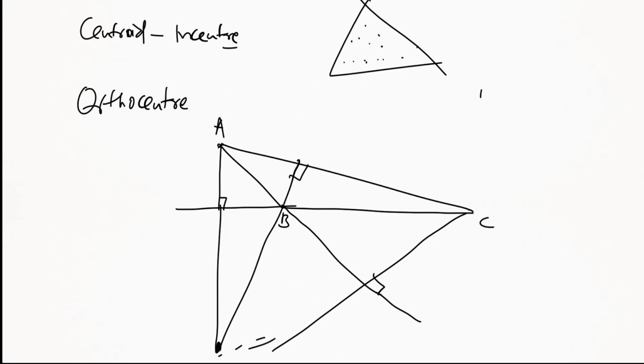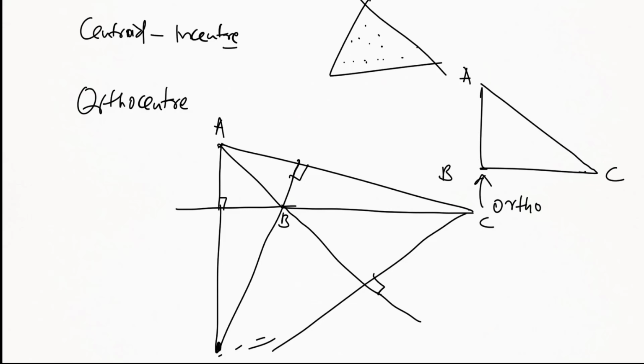Now take the special case of a right angle triangle. In a right angle triangle, the orthocenter is the point where the right angle is formed. Why? Because this itself is an altitude, right? This one. So this is an important result: in a right angle triangle, the point where 90 degrees is formed is the orthocenter.